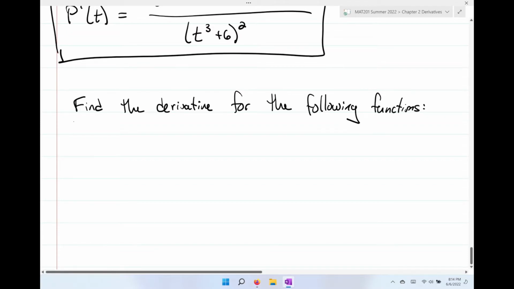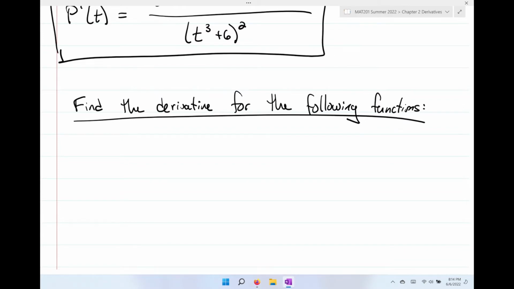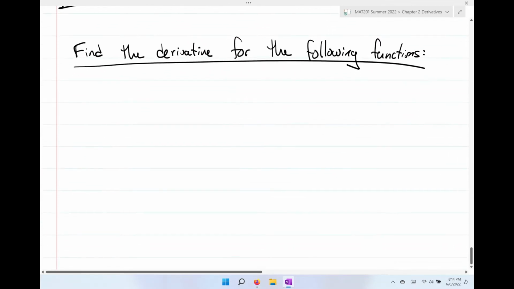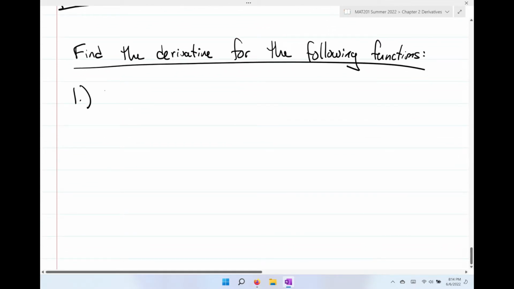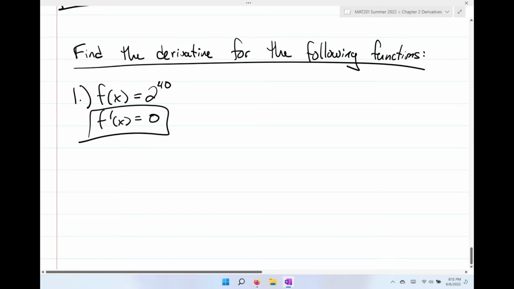All right. And as I go through this, there's going to be certain things I do. So make sure you are following along and you're catching what I'm doing. All right. So the first one, f of x equals 2 to the 40th. The derivative is 0. Why? Because 2 to the 40th is a constant. It's what it is. 2 to the 40th power is a huge number, but it's a constant. And the derivative of a constant is 0.